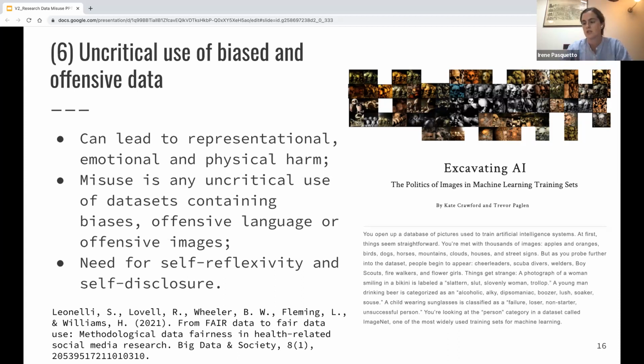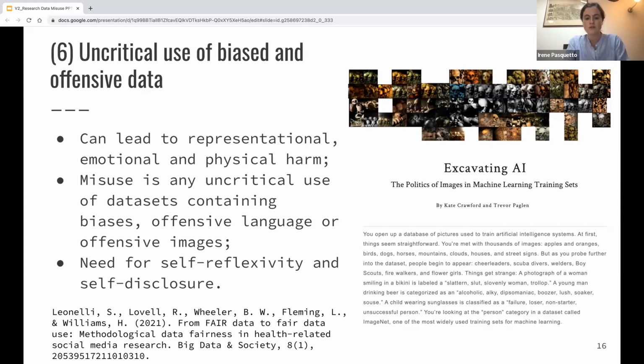Some famous examples are gender biases in employment data sets that are used by recruiters, or racial biases in risk assessment data used by law enforcement agencies, and also the presence of offensive language and images in data sets used to train image recognition algorithms, like in this paper that I have here, Excavating AI, that tells the story of one of these data sets that contains really offensive language and images. So in these cases, misuse is really any uncritical use of these data sets, right?